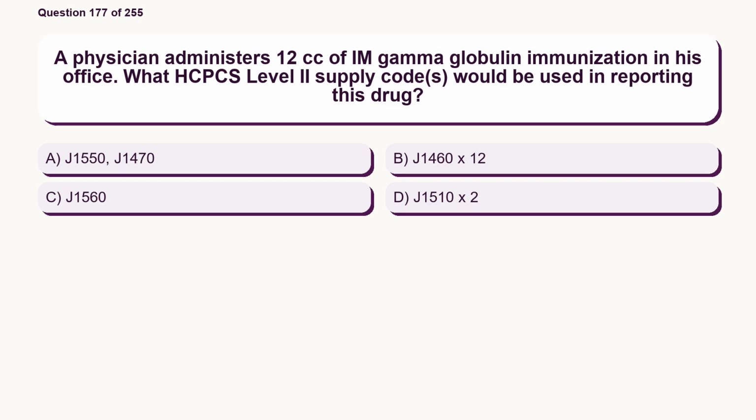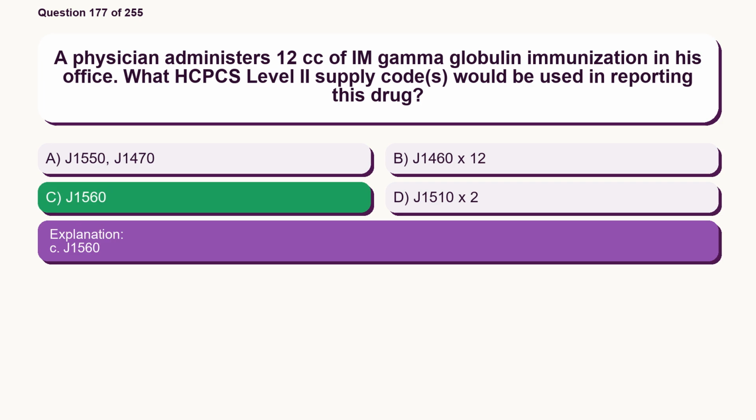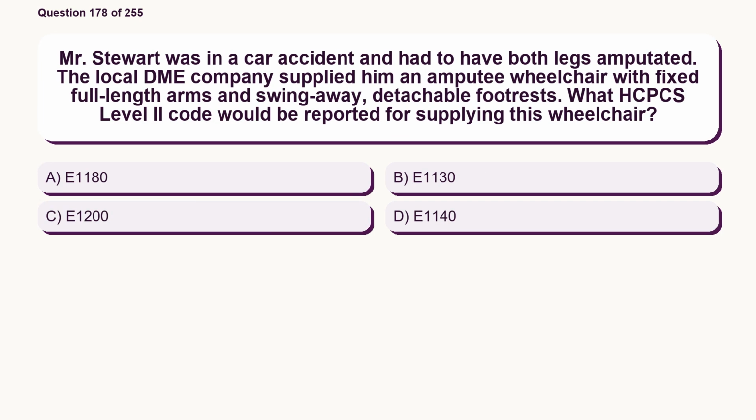Question 177. A physician administers 12 cubic centimeters of IM gamma globulin immunization in his office. What HCPCS Level II supply code would be used in reporting this drug? Option A, J1550, J1470. Option B, J1460X12. Option C, J1560. Option D, J1510X2. The correct answer is option C, J1560. C, J1560.